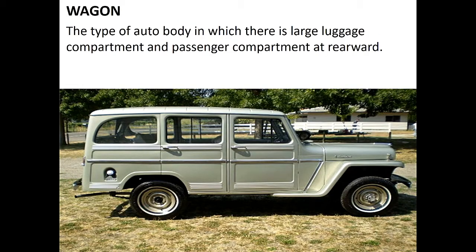The wagon. It is generally called the station wagon or the wagon, the type of autobody in which there is a large luggage compartment and passenger compartment at the rear. By looking into the picture, we can easily identify the three compartments. The first is the driver and co-seater compartment. The second is used for the passengers, and the third one is used for the luggage. And this type of vehicle is generally called wagon.